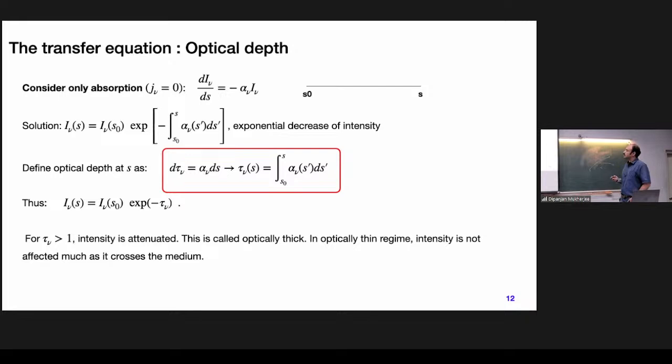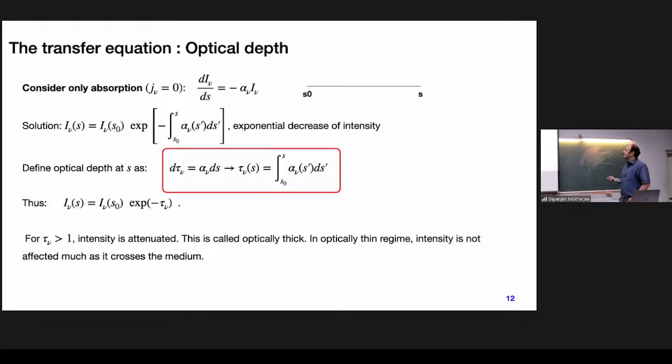A ray of light starting from S0 goes towards S, and as it is passing through a medium, there's some absorption happening. So what is the solution of this? I think you all know this in some form: an exponential decay of intensity. And this is the mathematical derivation of why it is an exponential decay. So this is a trivial solution.